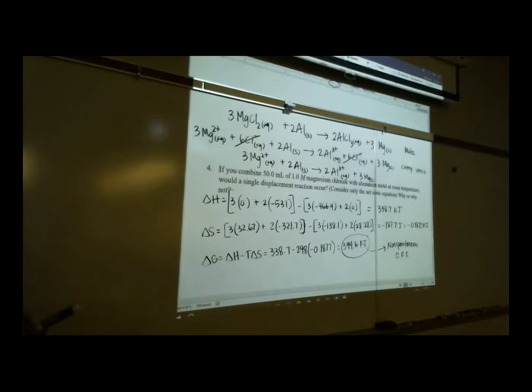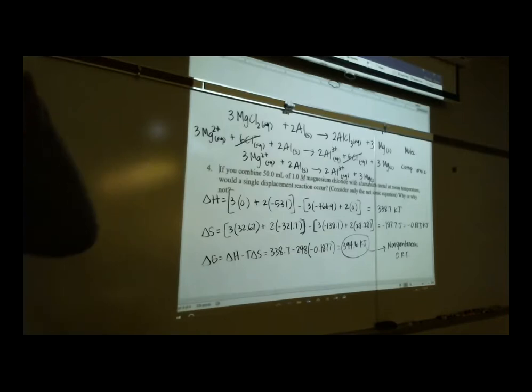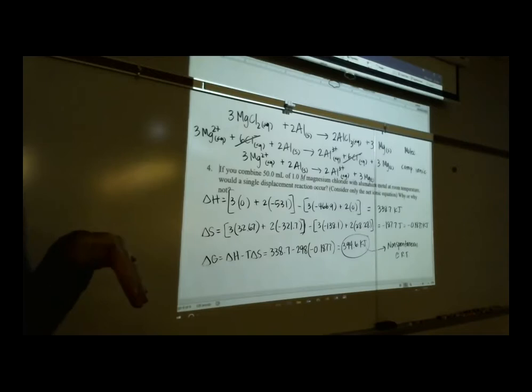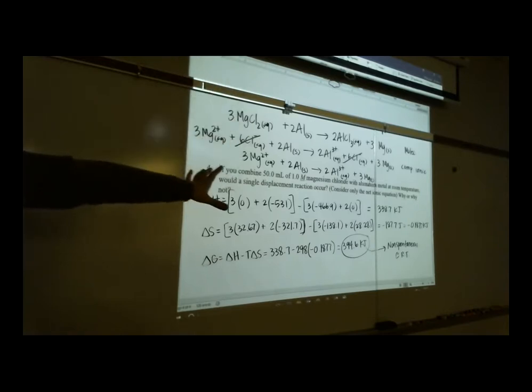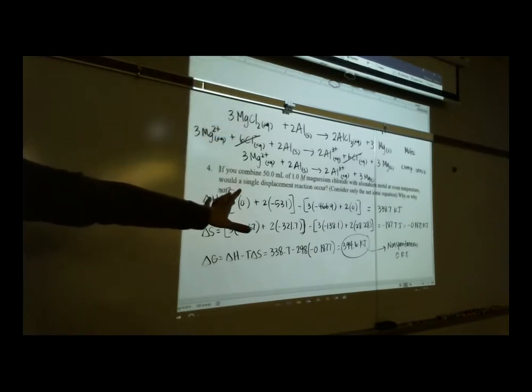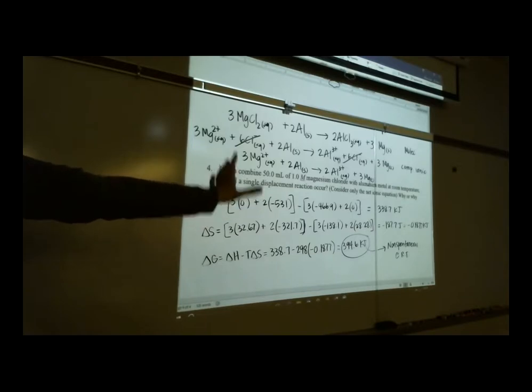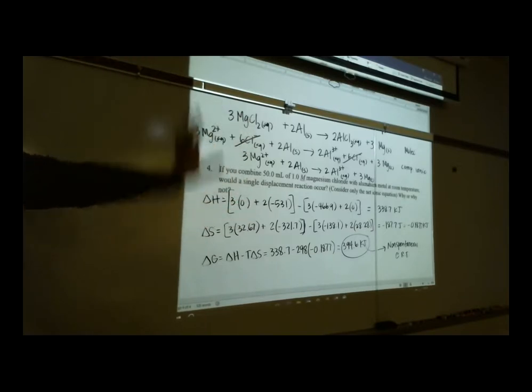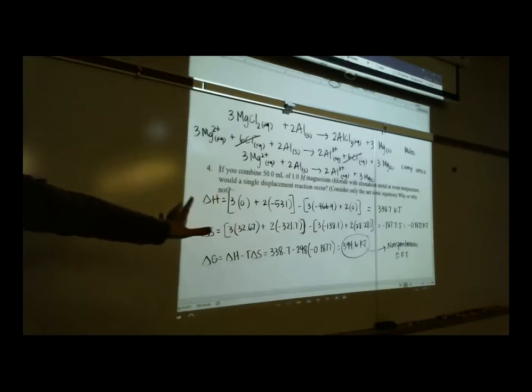How do we feel about these kinds of problems? About calculating delta G? Because if you can't calculate delta G, next week you're sunk, okay? Because this is prerequisite knowledge for next week. If you can't do this, take some time this weekend and master it. Okay, because Monday, we're going to hit the ground, and this is going to be stuff that I assume you know walking in the door.